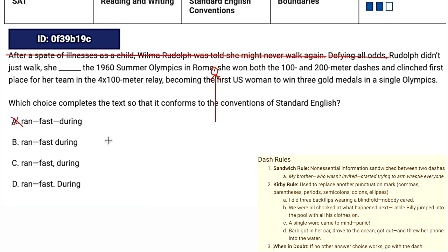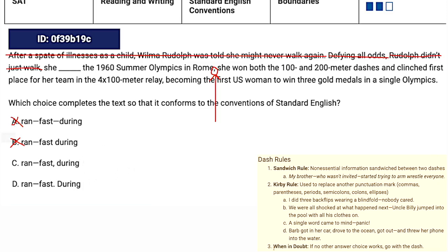B, we run into the same problem. And I'm going to go ahead and get rid of this bit here as well. She ran fast during the 1960 Summer Olympics in Rome. That's a weird one, because I still feel like we have the comma splice, but then also instead of emphasizing fast, we're emphasizing fast during the 1960 Summer Olympics in Rome. It doesn't roll off the tongue either. So B is not going to work again because we have a comma splice and because of the awkwardness I just mentioned.